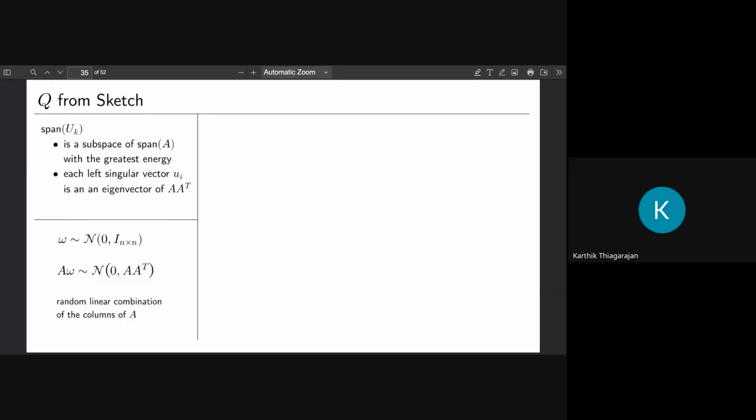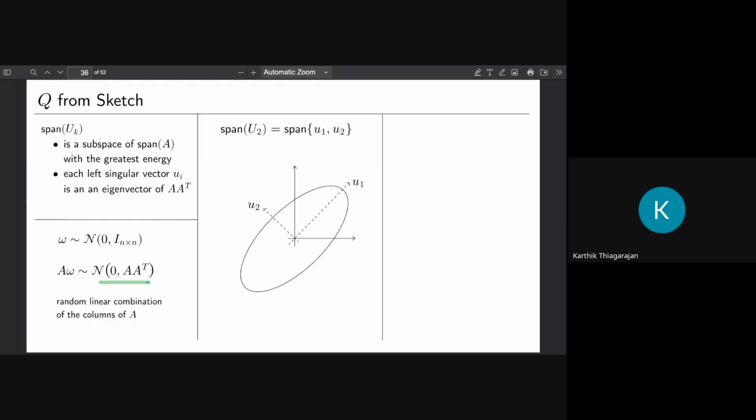So assume that you have U_K. In this case, K is equal to 2, so you are looking at rank 2. You want to find out the top two left singular vectors, the span of that space. You want to approximate that. So you want some Q to approximate the span of U_2. So that is your goal. Now you don't know Q, but the hope is by sampling randomly from this distribution, you can kind of approximate this subspace.